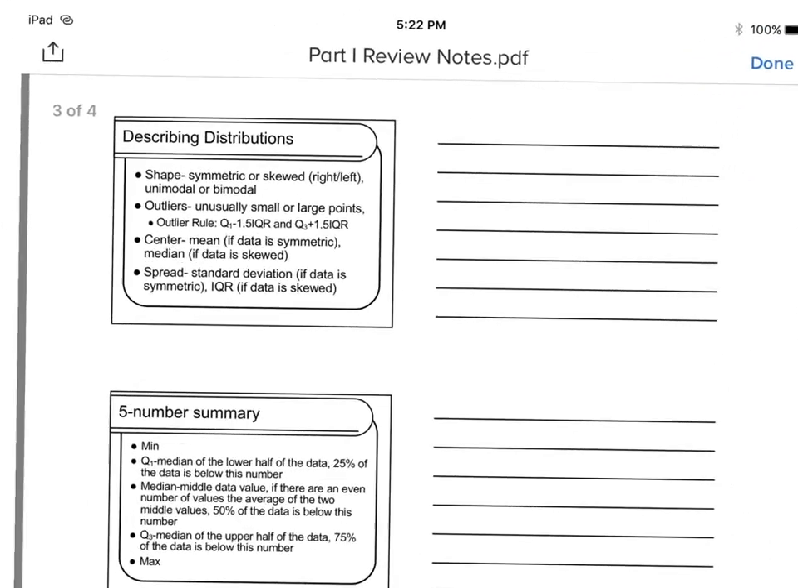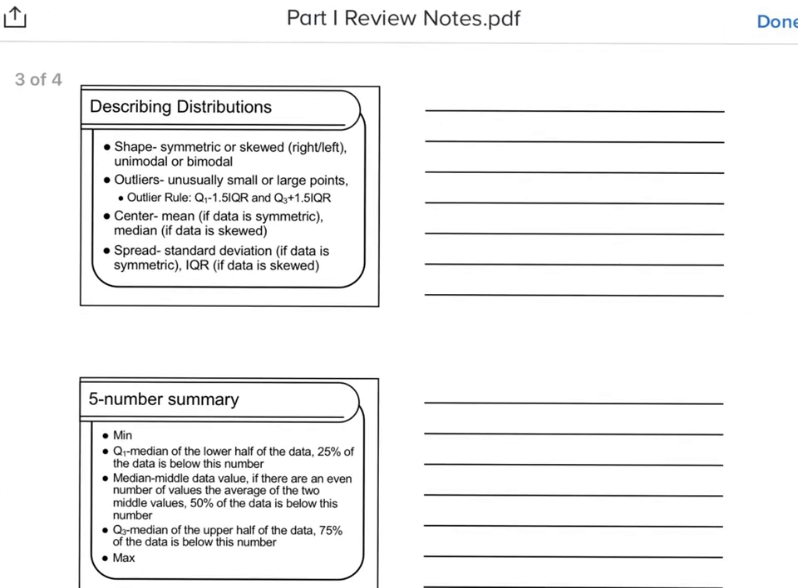So we learned how to describe distributions, the different types of graphs. We talked about our shape, our center, our spread, and outliers. We called that our SOCS. When we described shape, we talked about either symmetric. Symmetric looks like this. Skewed, this is skewed to the right because our tail is off to the right. Or skewed to the left, the tail is off to the left.